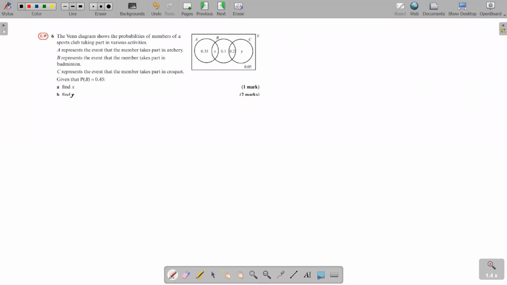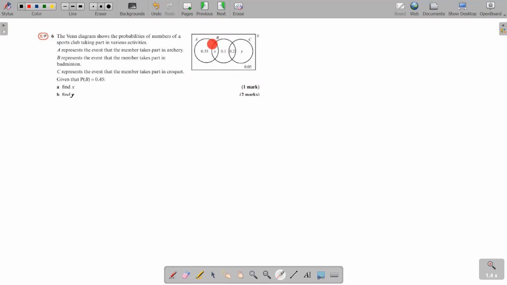All right, so we'll move on to question number 6. The Venn diagram shows the probabilities of members of a sports club taking part in various activities. A represents the event that the member takes part in archery. B represents the event that the member takes part in badminton. C represents the event that the member takes part in cricket. Okay, so there are 3 events, basically A, B, C.